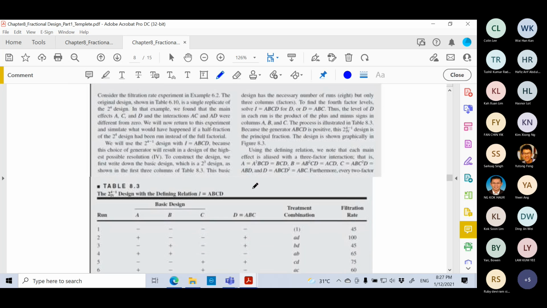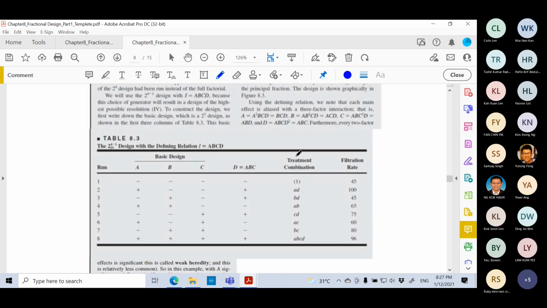Before we go through it, the first thing is that this is for a 4 factor design: A, B, C, D. They consist of the 4 factor design here. They only want to run the 2 power of 4 minus 1 design. If you have 2 power of 4, that is 16 treatment combinations, with minus 1 you have 2 power of 3, so you only run 8 runs of them.